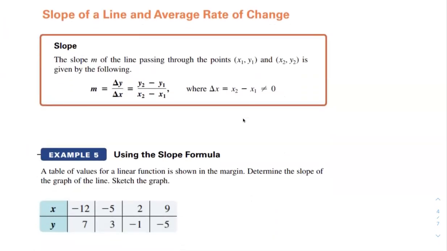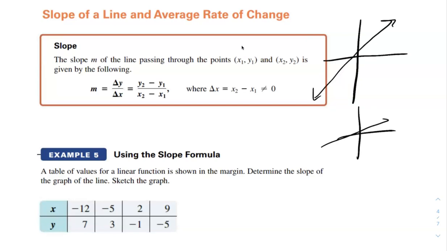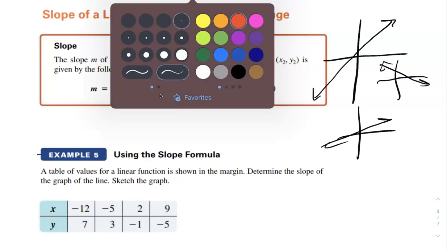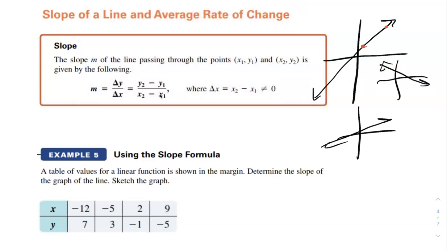Slope of a line and average rate of change. These two things are the same thing. Slope of a line is the average rate of change. And both of them are measuring basically how much of an angle your graph has. So like this, compared to something like this, compared to something that looks like this. How much of a tilt does it have? The way we find it is we find the change in y over the change in x. In general, triangle (delta) means change in math and science. So the change in y over the change in x, also known as rise over run.